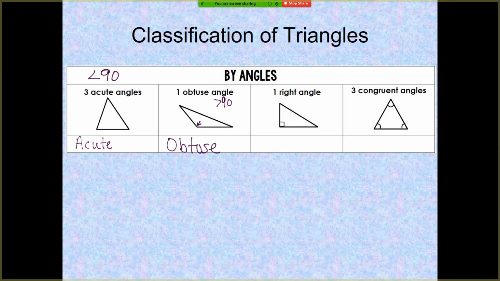For the third one, if we have 1 right angle, down here's the marking or the symbol telling me that this is a 90-degree angle, that means this is a right triangle. And then last, we have 3 congruent angles. That just means all of the angles are 60 degrees. So if all 3 angles of your triangle are 60 degrees, that triangle is called equiangular.